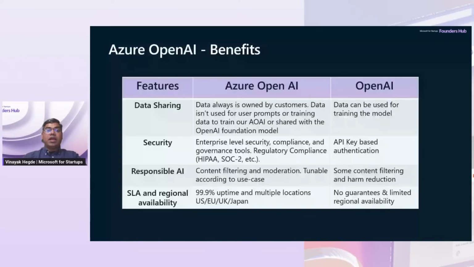When it comes to responsible AI, obviously there is some content filtering and harm reduction. But in the Azure OpenAI case, there's content filtering and moderation, and it's tunable according to the use case. Finally, when it comes to SLA, Azure OpenAI gives guarantees of 99.9% uptime, because this is super important, and we have seen in the past that there have been challenges keeping OpenAI up. It's a new technology with a huge amount of demand, and I know it's hard as an engineer to keep it up, but this is something that we have guaranteed. So with that, let's move on to a couple of demos before we move on to how to build a Copilot.